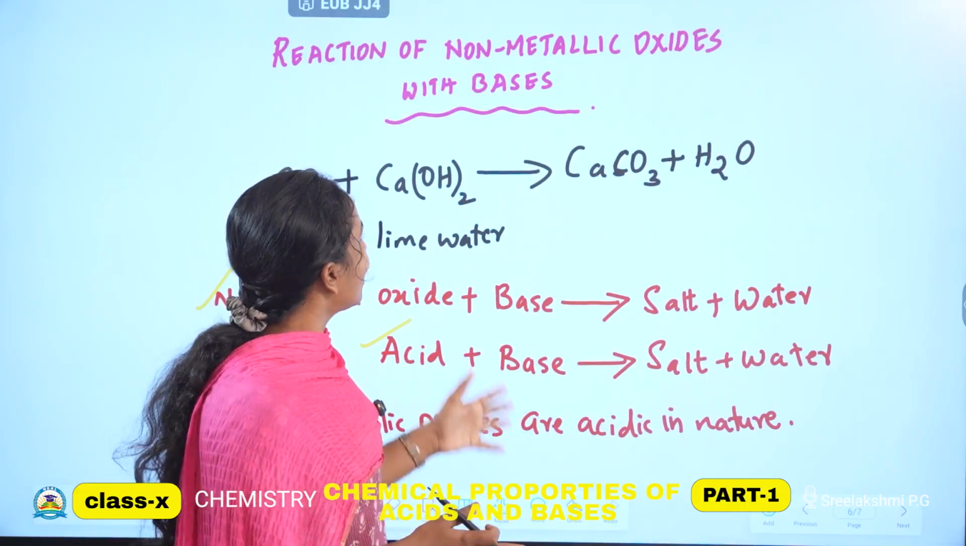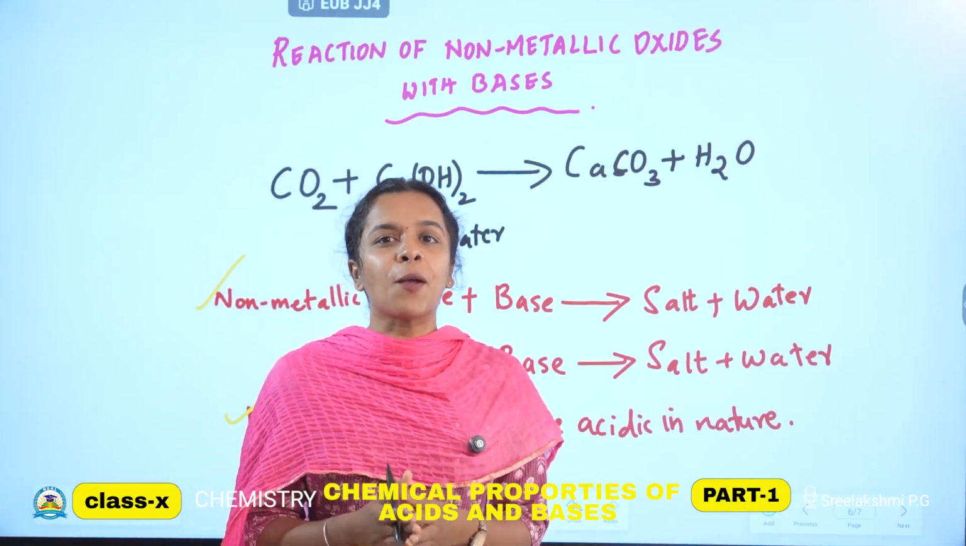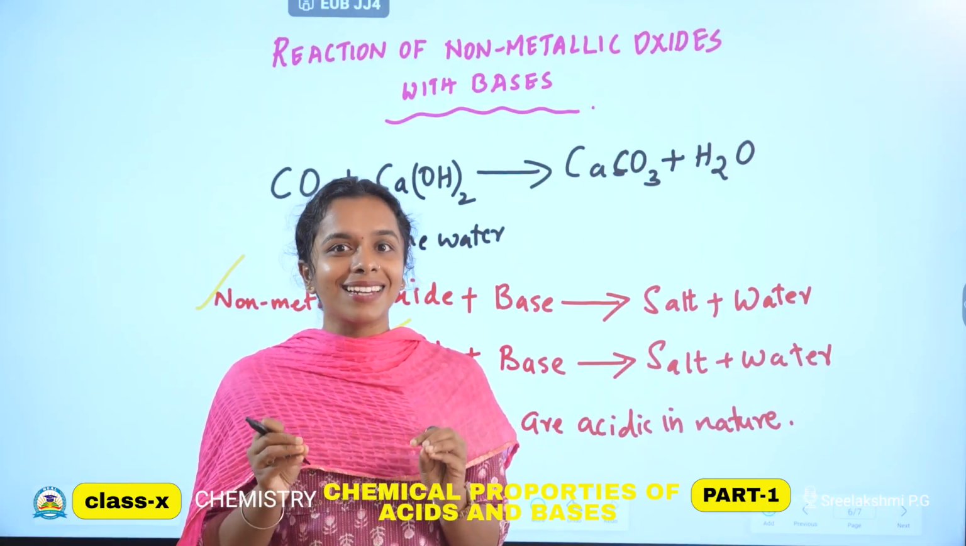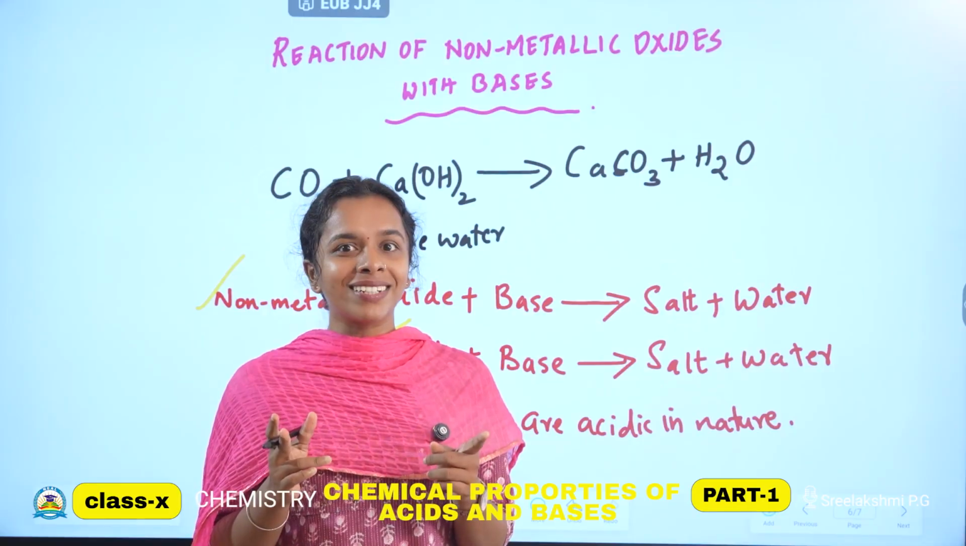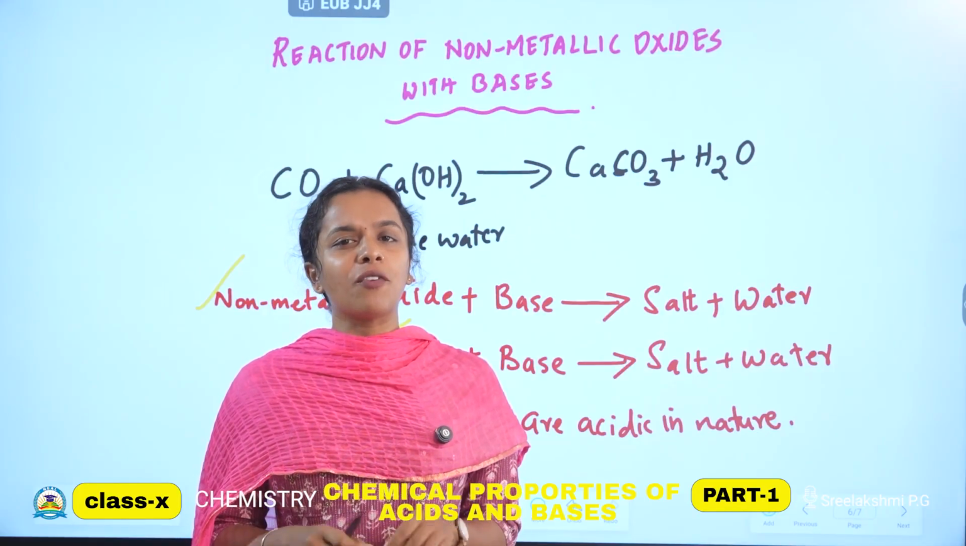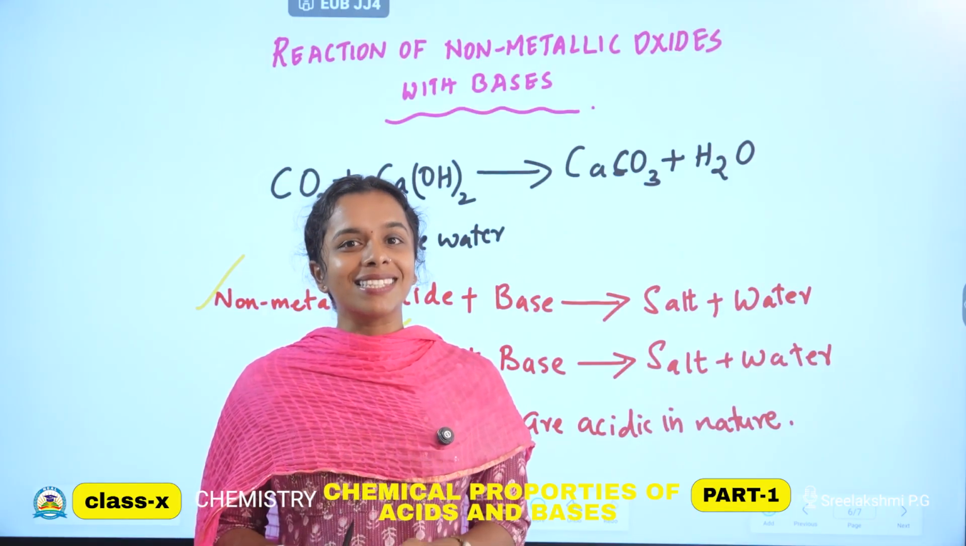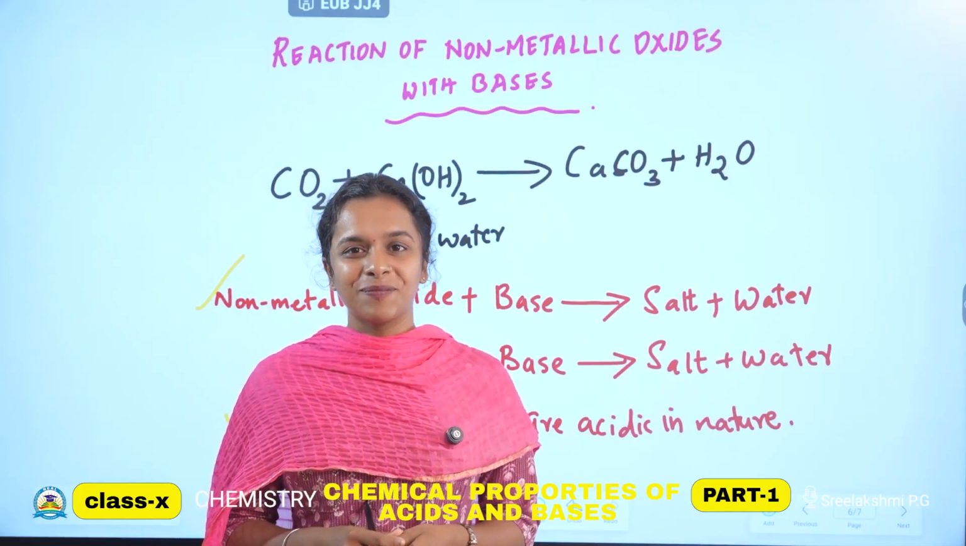Okay, so these are some examples for the chemical properties of acids and bases. Now we will discuss the electrical conductivity of acids and bases in our next session. Thank you.